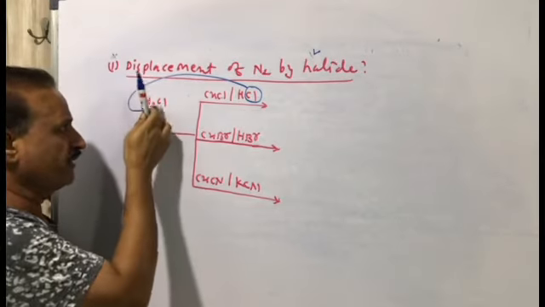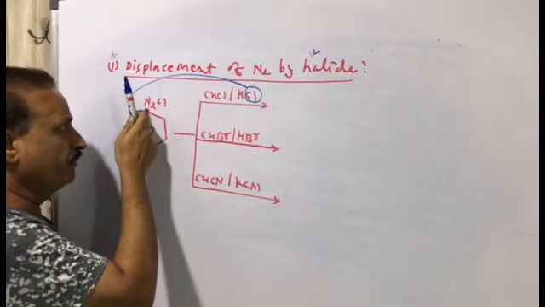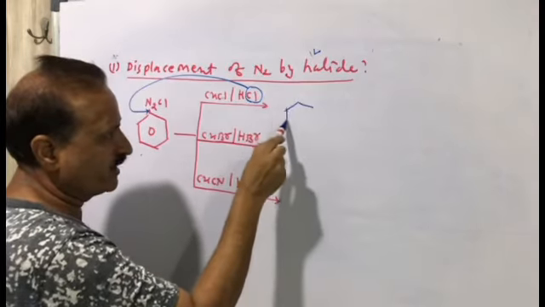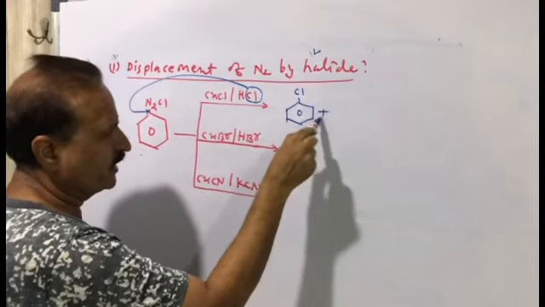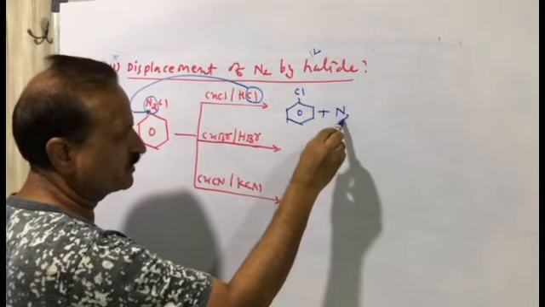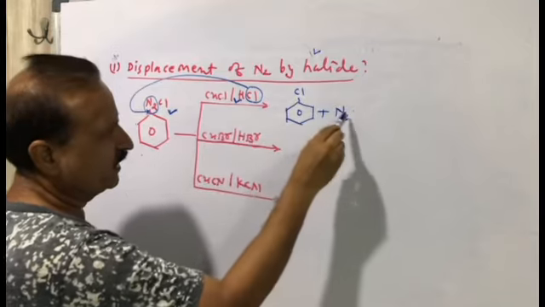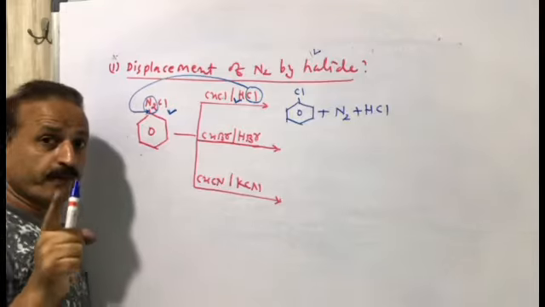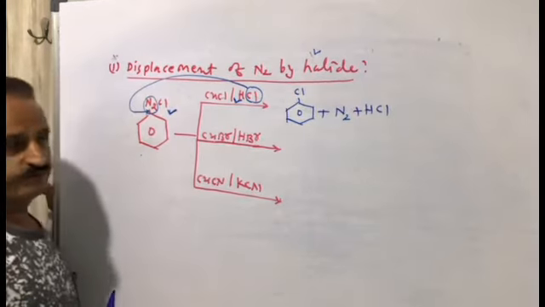So this Cl will not directly attach over here. This Cl of HCl will make displacement of N2Cl. So we are having chlorobenzene. This is chlorobenzene. Then this N2 is in gaseous form, so N2 will release, and this Cl will react with this H and we are having HCl. We have prepared chlorobenzene. Kindly understand my words.